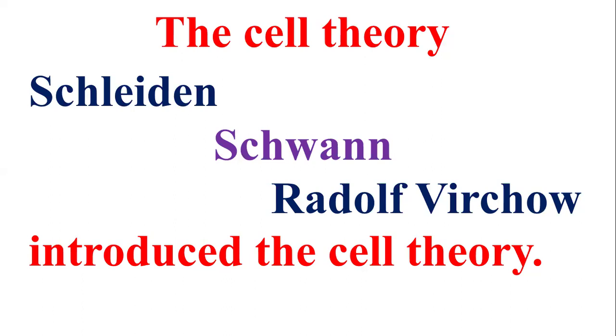After Robert Hooke, the scientists Schleiden, Schwann, and Rudolf Virchow introduced the cell theory. And who introduced the cell theory? Schleiden, Schwann, and Virchow.